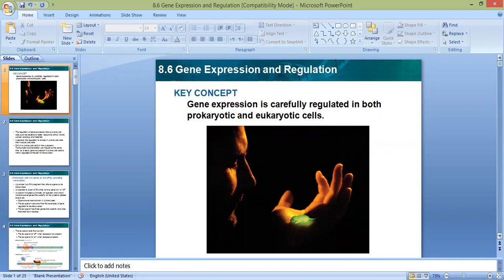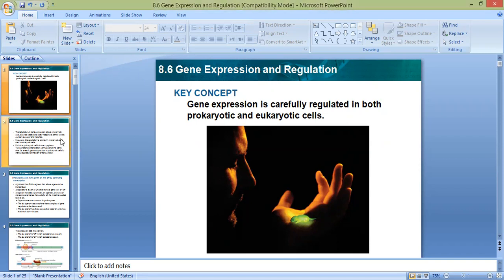During transcription, if the gene expression was not regulated, it will be done all the time. This will cause loss of materials like the nucleotides in the cytoplasm, the amino acids in the cytoplasm. Okay? Also, we will run out of energy. The cell will run out of energy because gene transcription needs energy to happen. So, the key concept in our lesson was that gene expression is carefully regulated in both prokaryotic and eukaryotic cells.